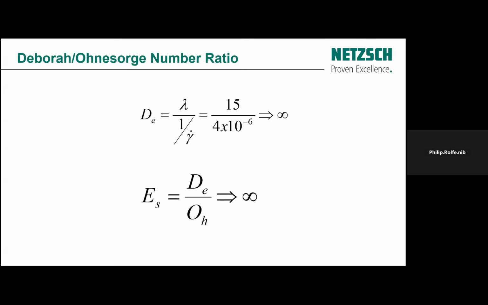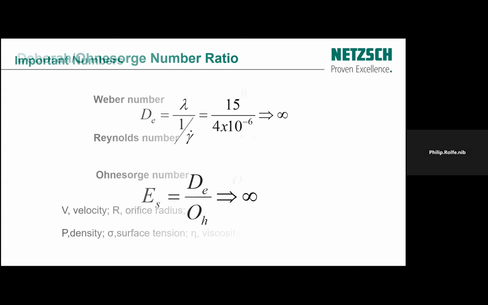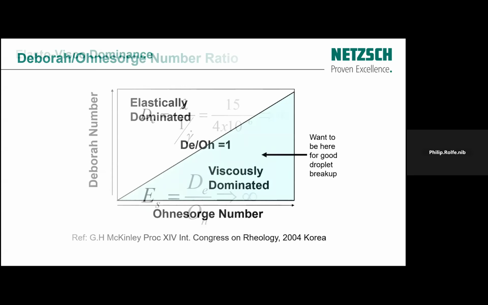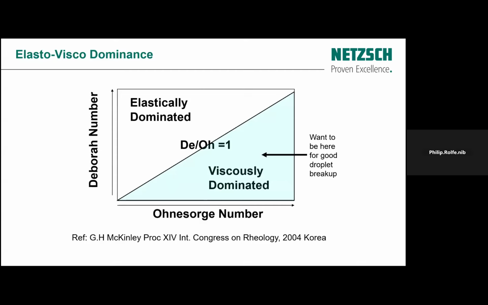And the Deborah number is the relaxation time over the time of the experiment. So the relaxation time of your material over the time of the experiment. And this will show you where the material is going to act like a liquid or an elastic solid. And this is a ratio of the Deborah to Ohnesorge number, ES. I can't see my notes here. Sorry, I forgot what that's called.